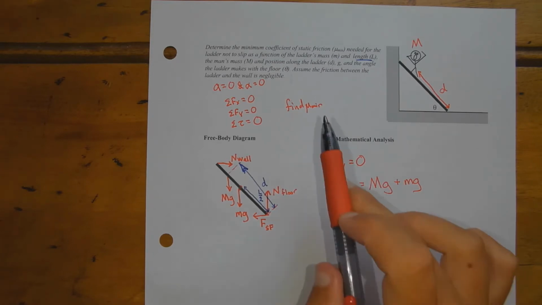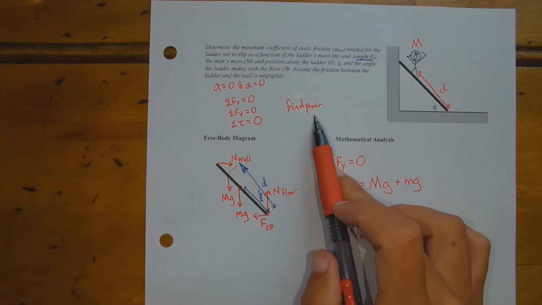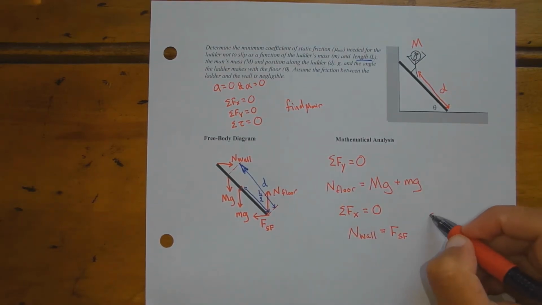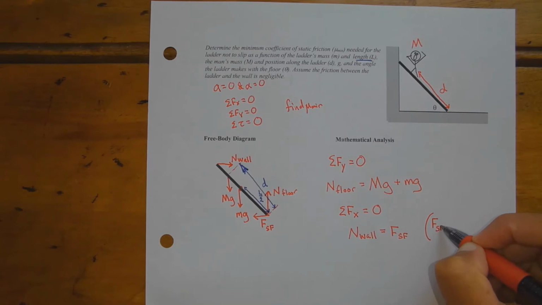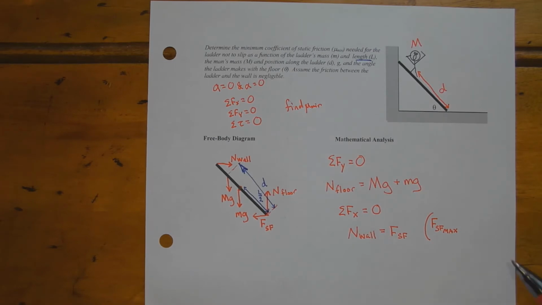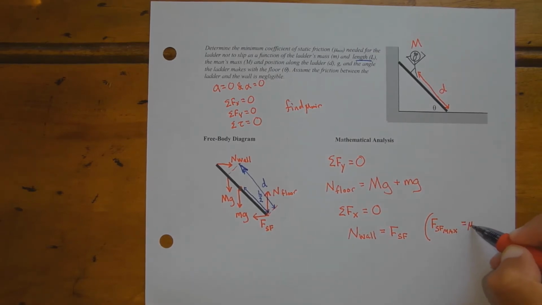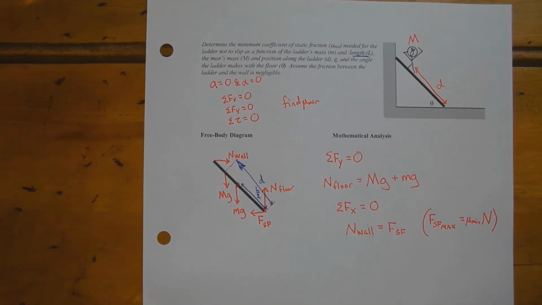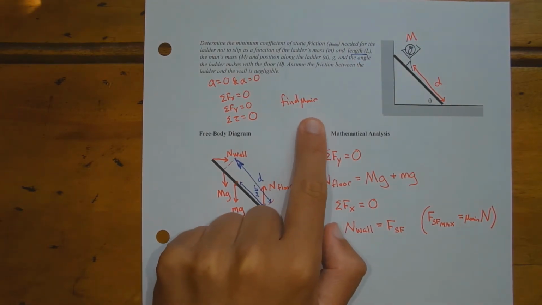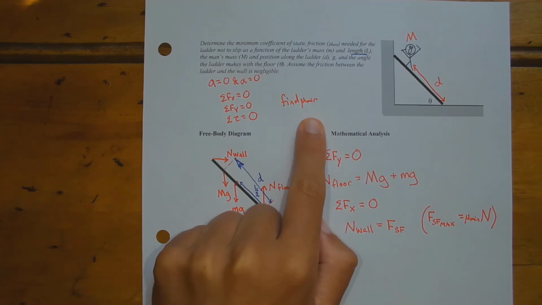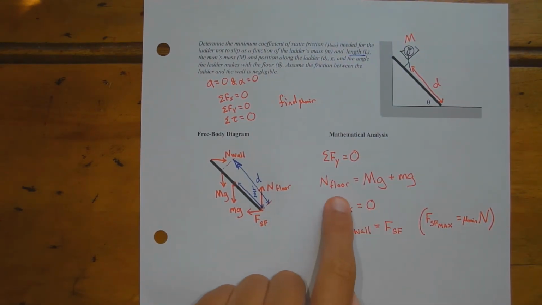Because I am looking for the minimum value for the coefficient of static friction, I can use the maximum value for the force of static friction is equal to the minimum value for the coefficient of static friction times the normal force. So we're looking for the coefficient of friction between the floor and the ladder, so this normal force is the normal force that we found here.